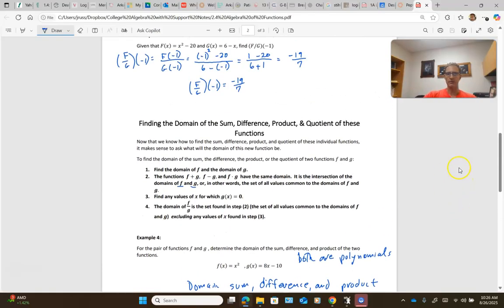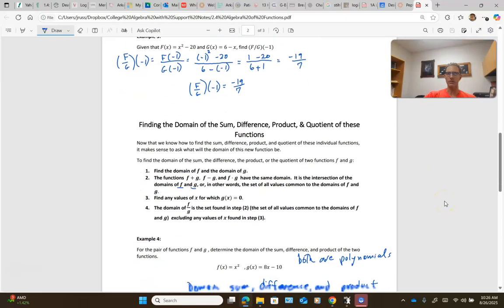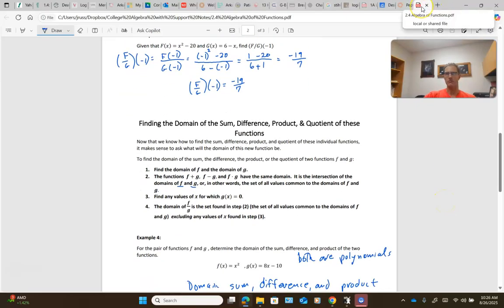All right, so that will pretty much conclude section 2.4. And now we're going to move into chapter 3, and we'll do 3 sections in chapter 3. We're going to be working on solving systems of equations. All right, so I'll see you, I believe we go to 3.5 next.